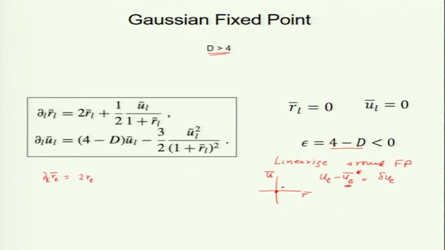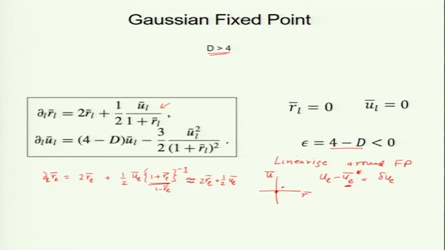So, here is going to be 2 RL bar, half UL bar, and 1 divided by, by the way, this is a nonlinear term, correct? So, how do I linearize? I take this as (1 plus RL) to the power minus 1 and I do a Taylor expansion. What will this become? This term is 1 minus RL bar. So, UL RL bar is nonlinear, right? A product is nonlinear. So, this is approximately 2 RL bar plus half UL bar. So, this is what I keep. This is valid if you are close to the fixed point.